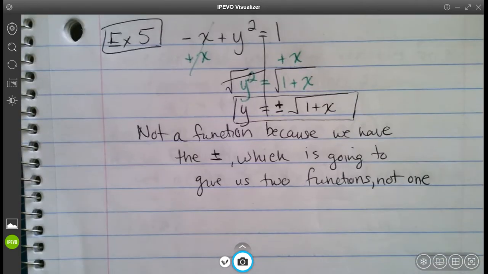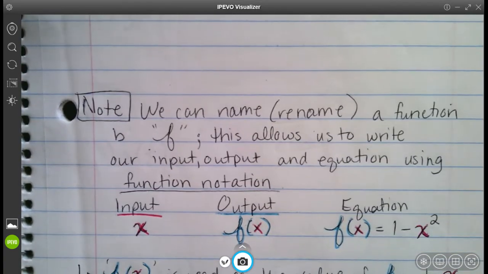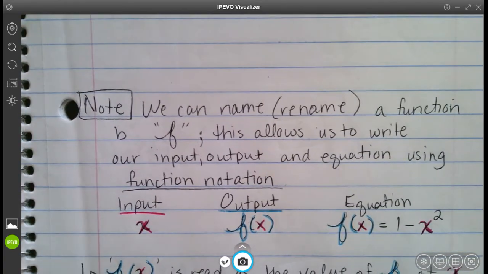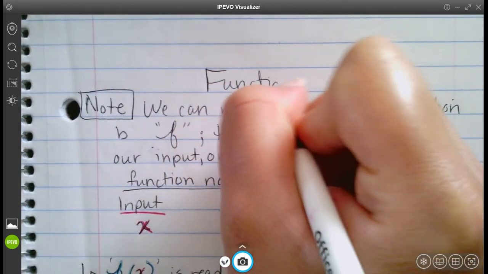All right, moving on. We have a note here, okay? Moving on to the next section, and this is actually function notation. I should have put that here at the top.